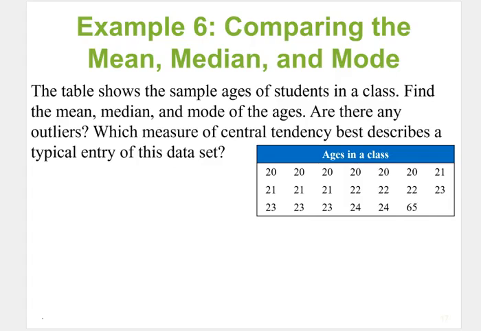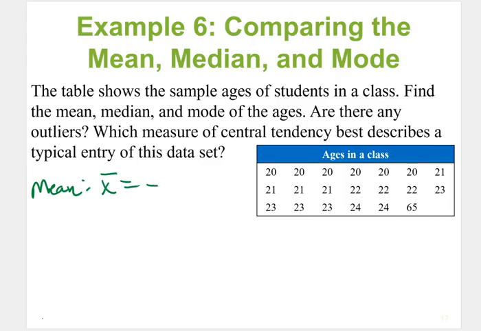All right, so here's an example where we show some ages in a class. Find the mean, the median, and the mode, and then are there any outliers? And then talk about which one is best. All right, so you'd go through the process. Let's start with the mean. Remember, you're just going to add them all up.